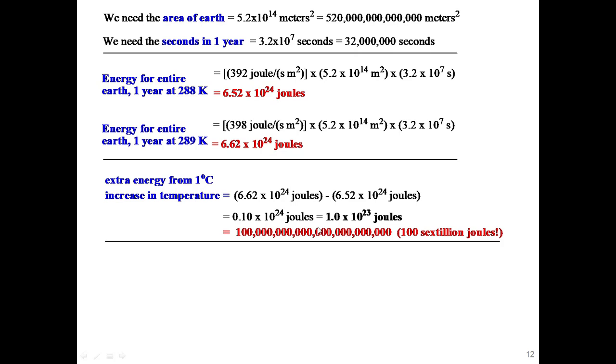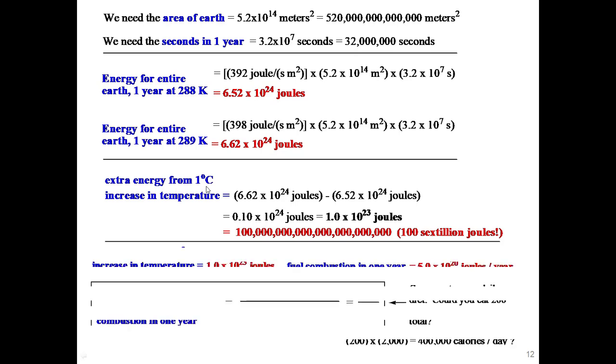So we have millions, billions, trillions, quadrillions, quintillions, sextillions. So we went past the quintillions. Now we're at sextillions, 100 sextillion joules. And who the heck knows what that means? Okay, just an incredible amount of energy. But now think what caused it. A 1 degree increase in the entire Earth's temperature.